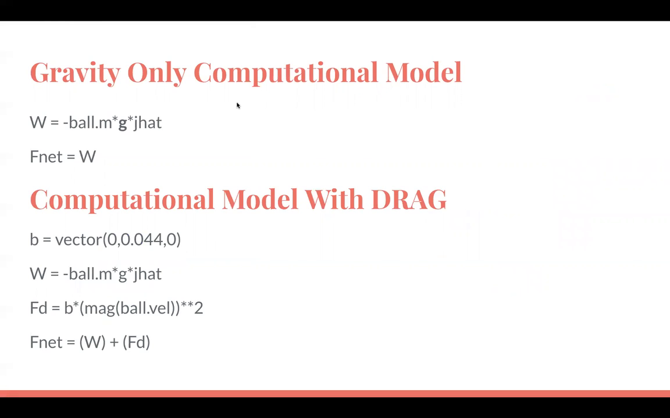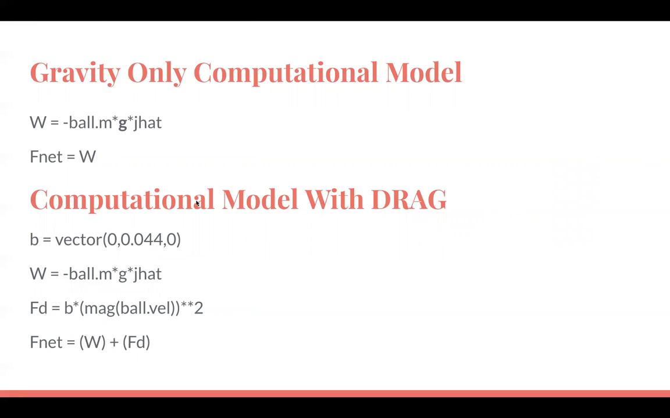So first, for the one only with gravity, I used Newton's second law, which is this, mass times gravity up here. And the only force acting on it was gravity. So the F net only equals W, which is the variable I used.